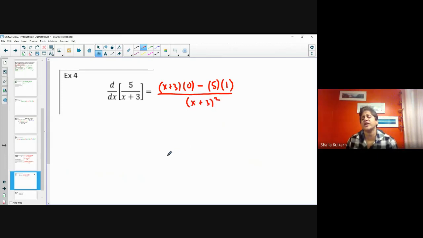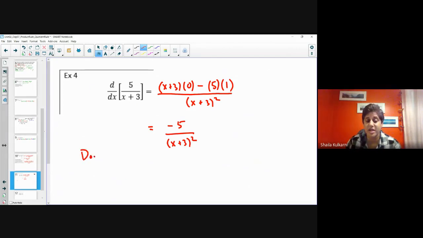Now, a little bit of a trick here for you. Always simplify the numerator. Don't worry about the denominator. Just leave the denominator like that, okay? But x plus 3 times 0, that's just 0 minus 5, and leave the denominator the same. We are going to be using these in the next unit a lot, so we want to leave them in factored form as much as possible. So don't ever multiply out the numerator.